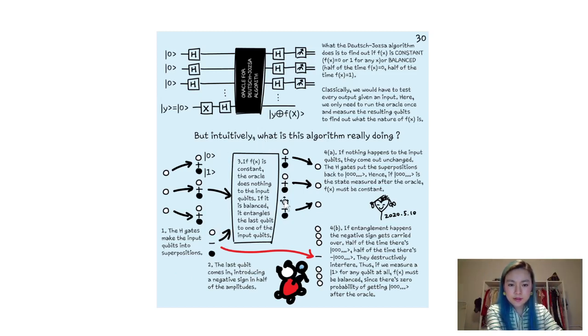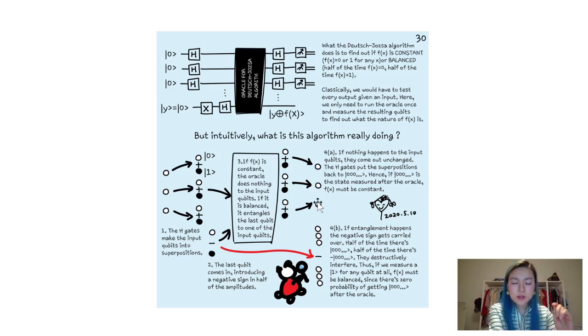And then this black box is set up so that if f of x is constant, your oracle actually does nothing to your input qubits, these qubits here. So if that's the case, then when it goes out of the black box, nothing is changed. So applying an H gate to them will bring them back to where they started. So all of the outputs will be 0.